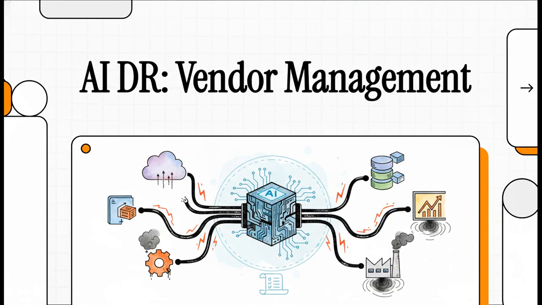Let's talk about something that might not be on your radar, but absolutely should be. What if the biggest threat to your AI system isn't a flaw in your own code, but an issue at a totally different company? In this explainer, we're going to dig into the world of vendor dependencies and figure out how to build a disaster recovery plan that actually accounts for them.